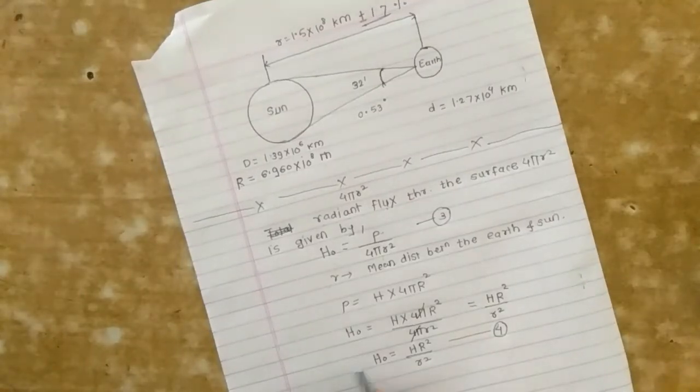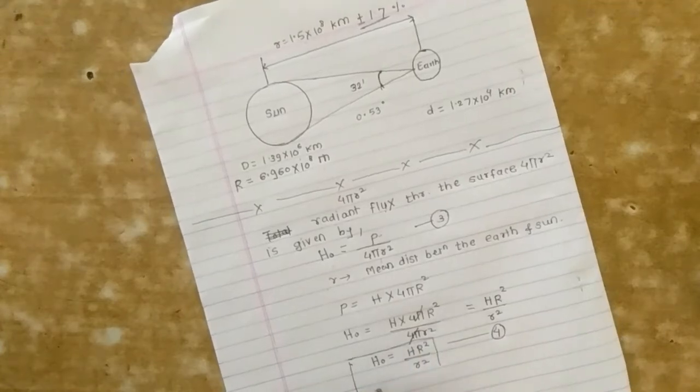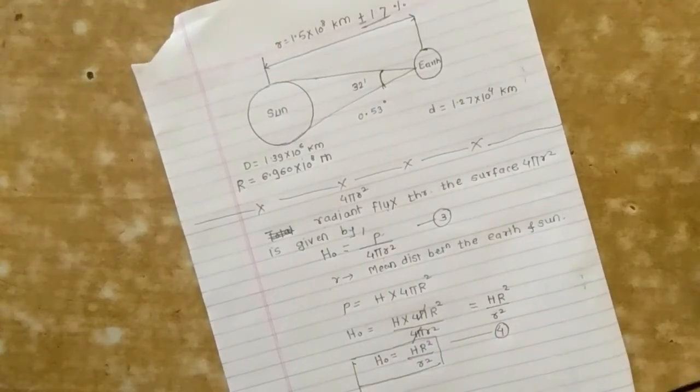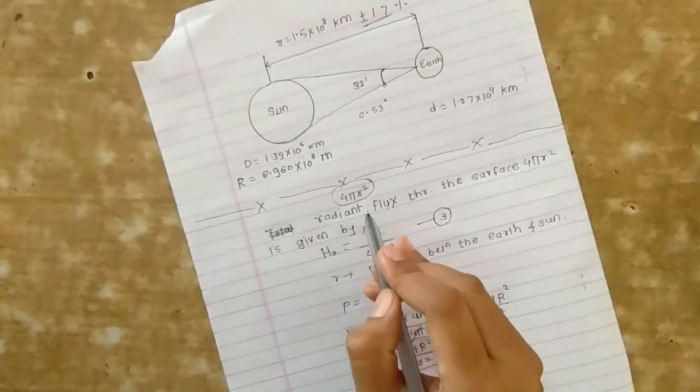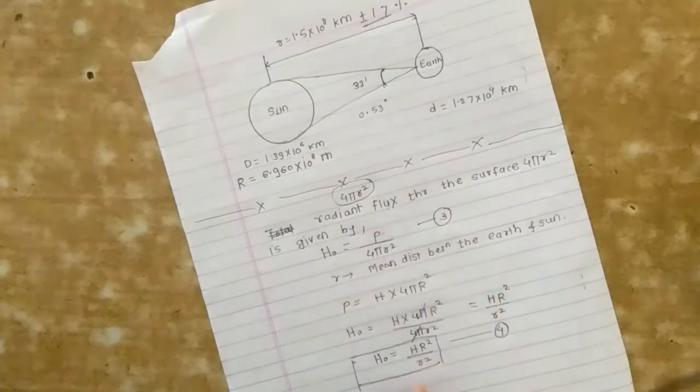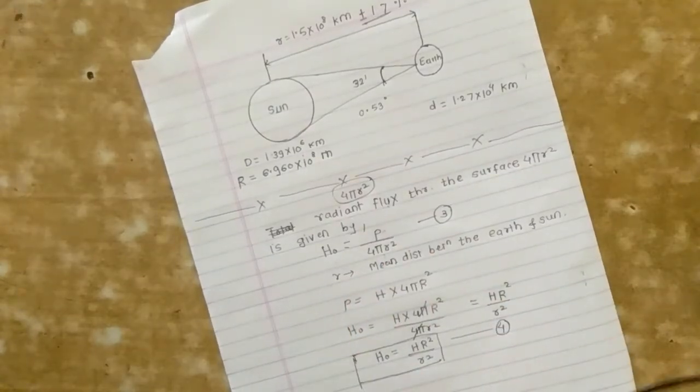Now this is the radiant flux crossing the surface area 4 pi r square, which is at a distance r. Now we know that the earth's distance from the sun varies continuously throughout the year, and the total flux reaching the earth also changes, because there is a change in the distance between sun and earth. Therefore there is a change in the flux which is reaching the earth surface.